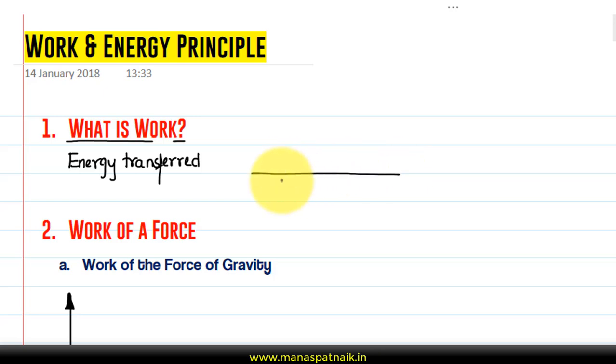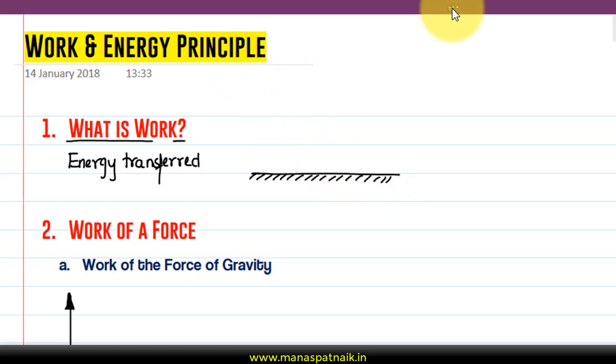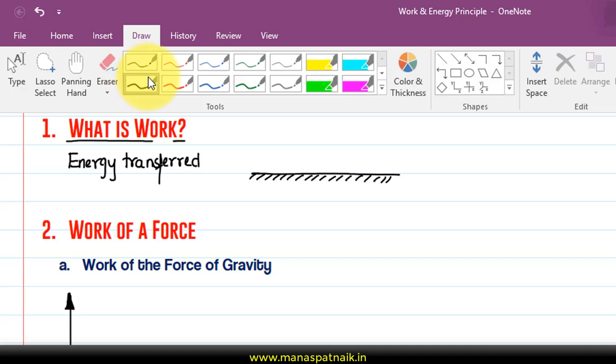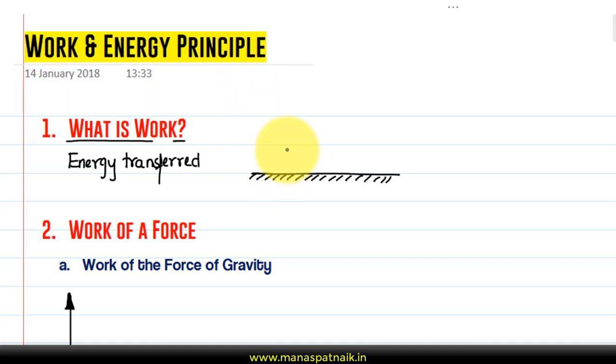Let's say this is a plane surface, and on this surface let's have a block. Let me use a different color for that block, let me use a green color. Okay, that's the block. Now what we're trying to do is apply a force over here. Let's say that the name of the force is F.